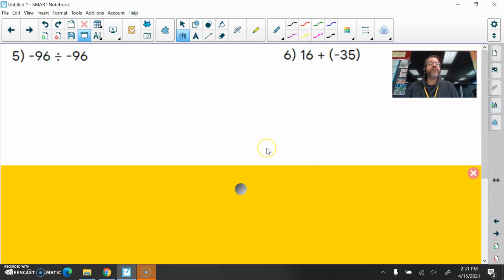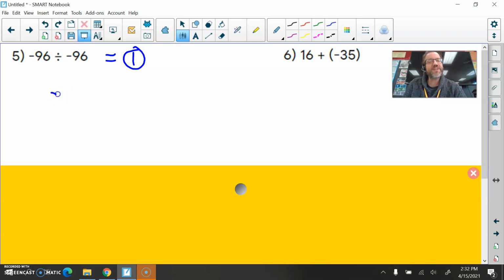Number 5, we have negative 96 divided by negative 96. Now, actually, if you're dividing a number by itself, won't it always end up equaling 1? Isn't anything divided by itself going to equal 1? That's what we've always been taught, right? Anything divided by itself equals 1. That is true here also.